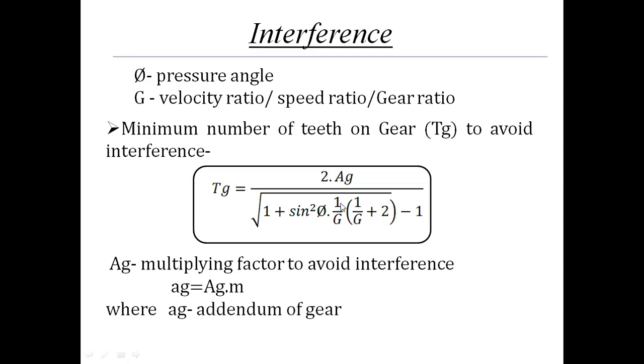So that you have to remember while writing the formula in the examination. In the formula of minimum number of teeth on gear, only G is replaced by 1 by G. That is a small difference that you have to remember. Again AG is a multiplying factor to avoid interference. And what is the value of AG again? This is discussed in the previous slide.